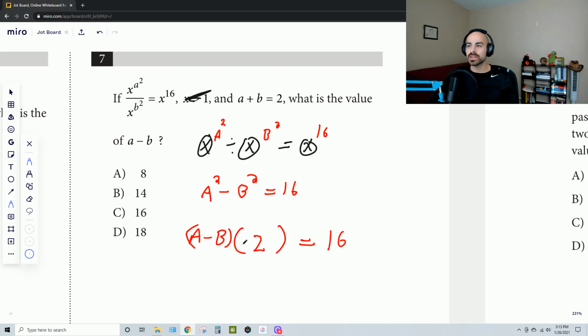And we see that a minus b times 2 equals 16, which means that a minus b equals 8, which must mean that the answer is A.